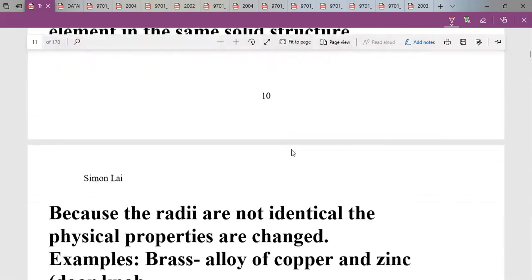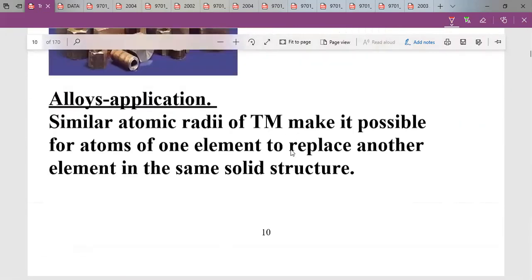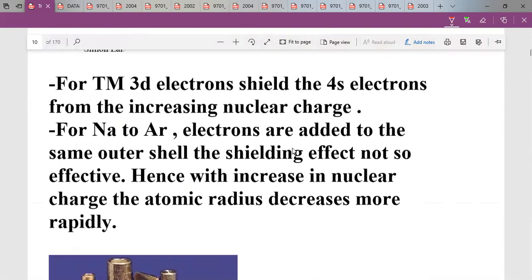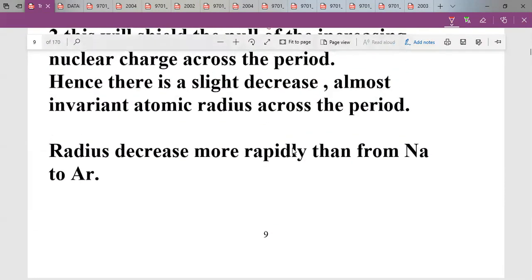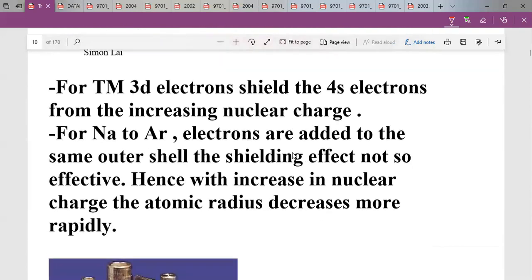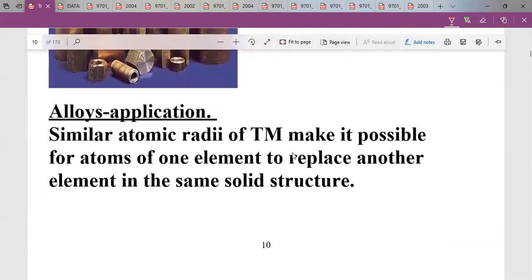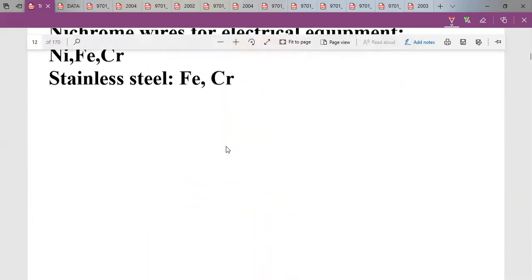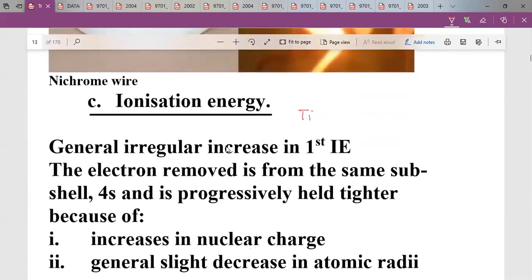Now, you can see that one of the things about the size is they're about the same. That's why a lot of transition metals are used as alloys. That's the application: to make alloys, right? Because if you've got the same size, you can replace one with another. So here we are. Now, ionization energy, IE, remember, for example for titanium, gas.